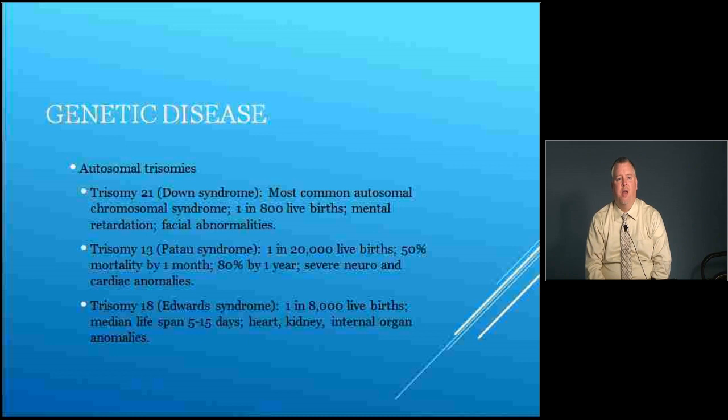We can also have autosomal trisomies, and so now we're not talking about the sex chromosomes, we're talking about the autosomal chromosomes. We can have trisomy 21, and that's Down syndrome. It's the most common autosomal chromosomal syndrome that we see. It occurs in 1 out of every 800 live births and usually results in mental retardation and facial abnormalities.